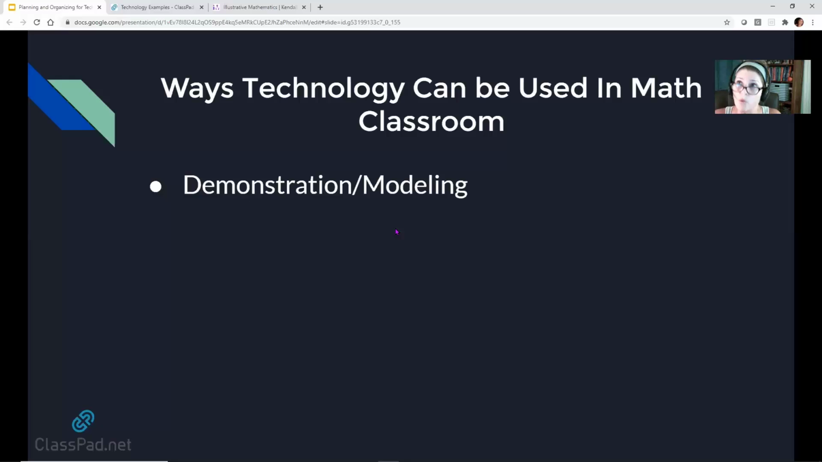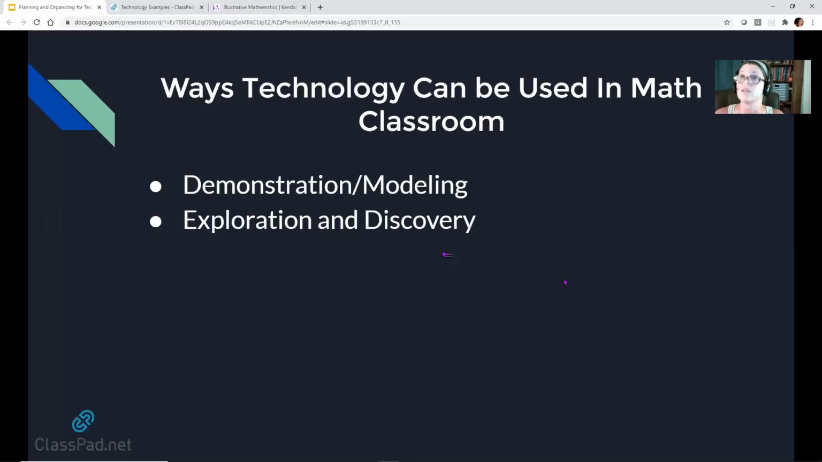The one I see the most is that technology is used as a demonstration of the mathematics. So you can do great visuals, and you can move things around, and you can model what you want students to do and show. So that's one of the biggest uses of technology, as a demonstration of what they're learning.